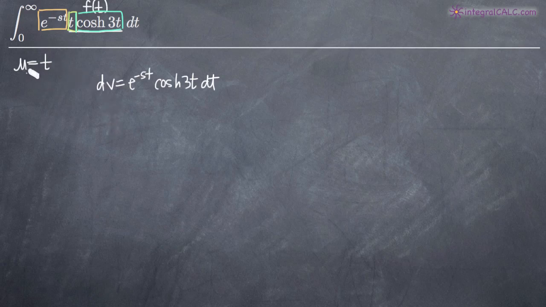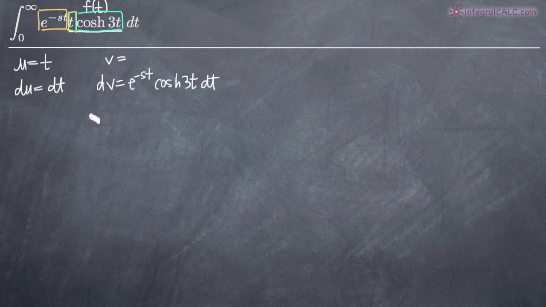So like I said, for our first step, we'll set u equal to t, and then we'll find du to be dt, the derivative. dv we set equal to the other two functions. Now in order to find v, we run into something a little bit difficult because we have to take the integral of e to the negative st cosh 3t in order to find v.